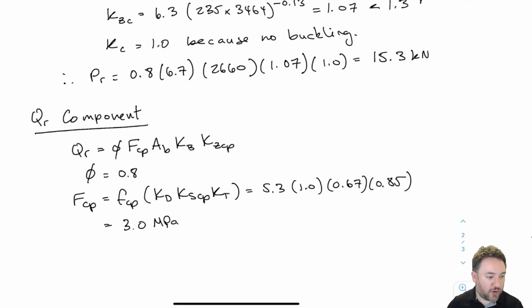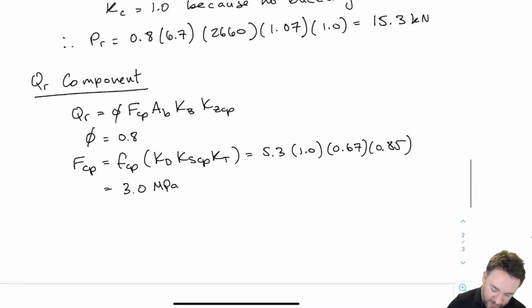So I get 3.0 MPa. Again, this strength is reduced almost to half. I started with something pretty small, which was 5.3, because compression perpendicular is much weaker than compression parallel. Then I modified it for wet, and I got 3 MPa. Okay, so now I'm looking at my bearing area.